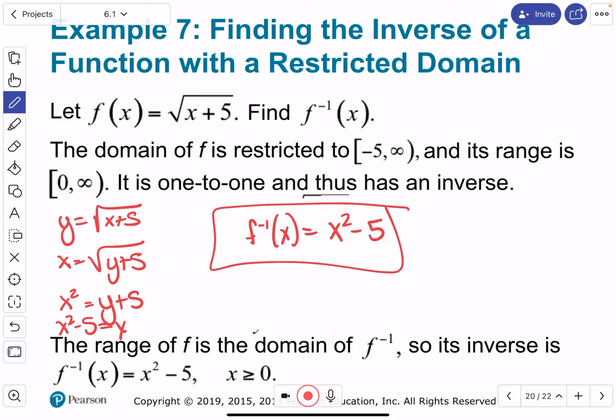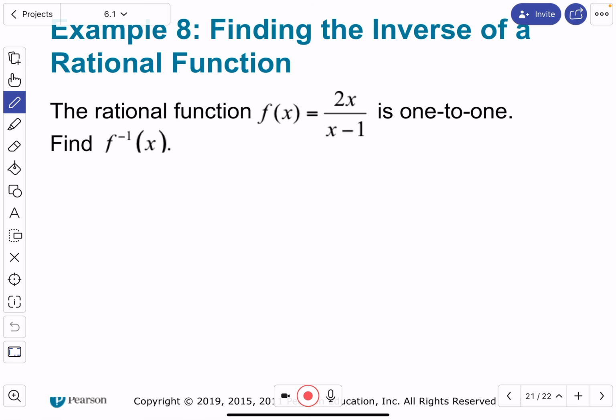Now, because the original had a range of 0 to infinity because of the square root, the domain of our answer has to be the same, 0 to infinity. Because remember, your domain becomes your range. So without that restriction, it wouldn't work. So you guys try this one.